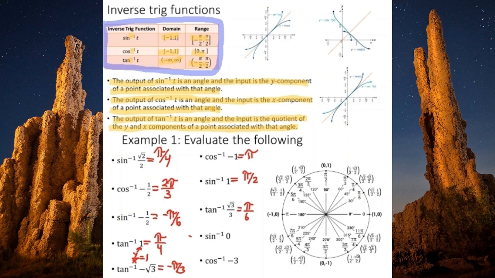Next, sine inverse of 0. So we're trying to look for points with a y component of 0. We do see two such points, (-1, 0) and (1, 0). But since pi is outside of our range, while 0 is in our range, sine inverse of 0 equals 0.